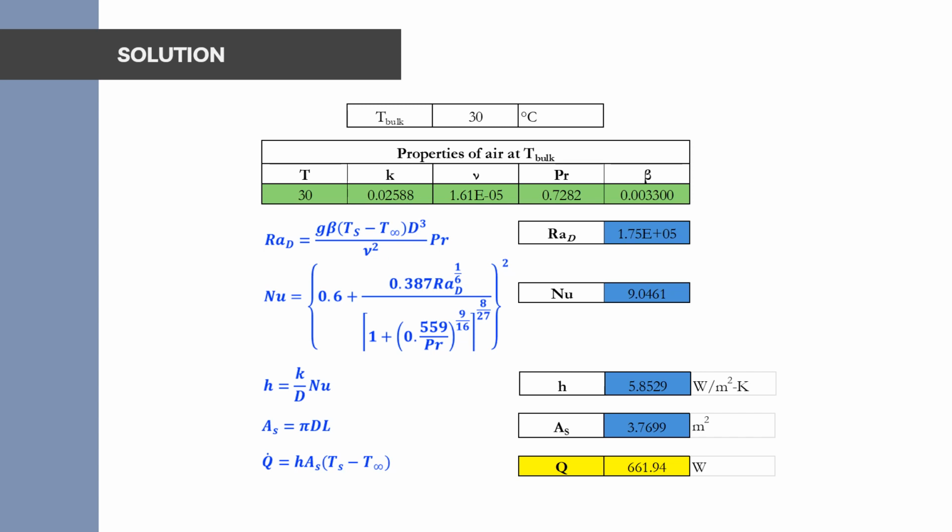The total surface area of the pipe exposed to the surrounding air was calculated to be 3.7699 square meters. And finally, using the formula for the rate of heat transfer, the final value for the amount of heat lost throughout the pipe is 661.94 watts.